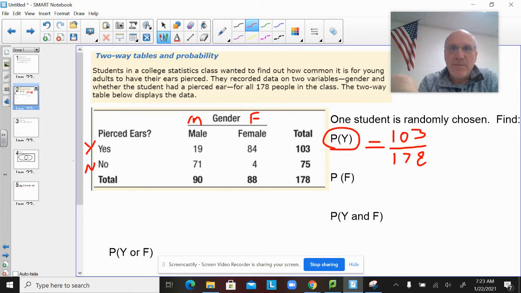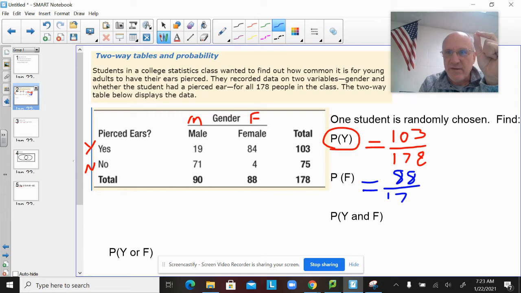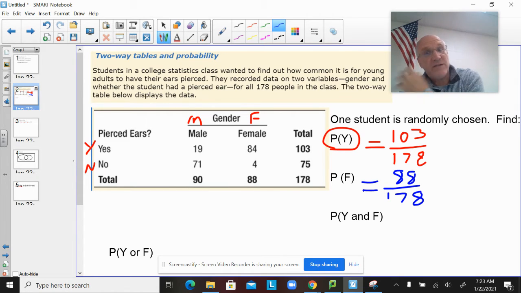All right, next question. It says what's P of F? What's the probability if I pick one student randomly that I choose a female? Well, I think just as straightforwardly that would be the total number of females, which is 88, out of the grand total, which is 178. So I think those two are fairly self-explanatory.